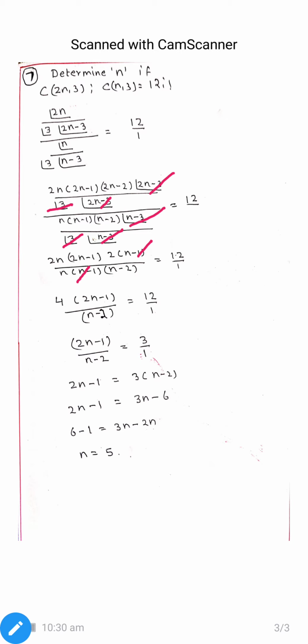Now 4 and 12 are again cancelled out. 4 threes are 12. This is 3. Then (2n minus 1) upon (n minus 2) is 3 upon 1. So 2n minus 1 is equal to 3(n minus 2). 2n minus 1 is 3n minus 6. 6 minus 1 is 3n minus 2n. n is equal to 5.